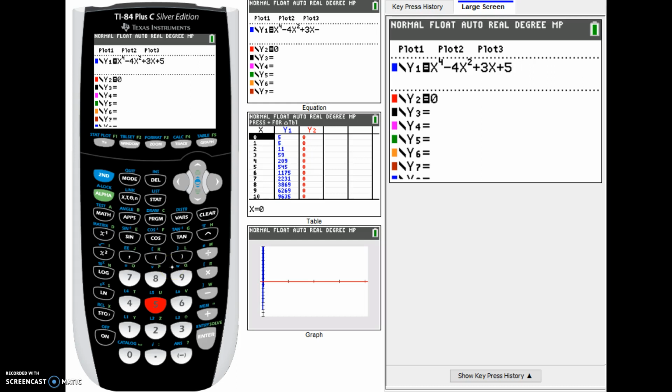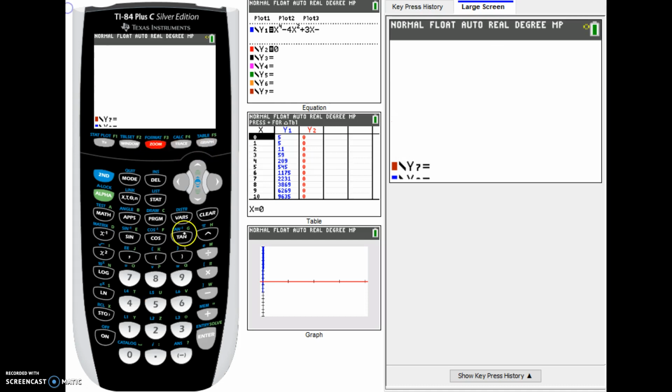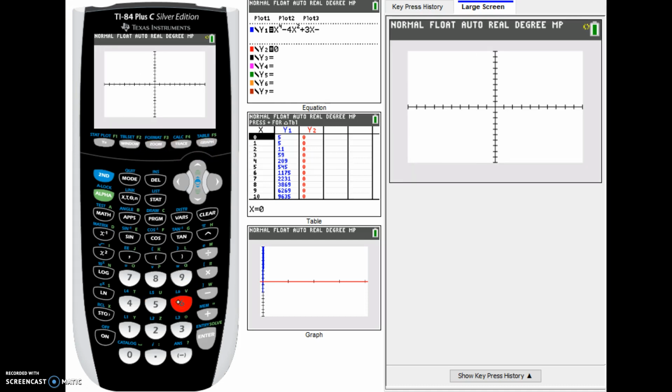All right, then once you have that in, and you have your 0 in your y2, we could go and start finding our values. Before we even do that, I would just hit your graph button. In fact, let's do zoom 6 just in case your window is not in the right spot.